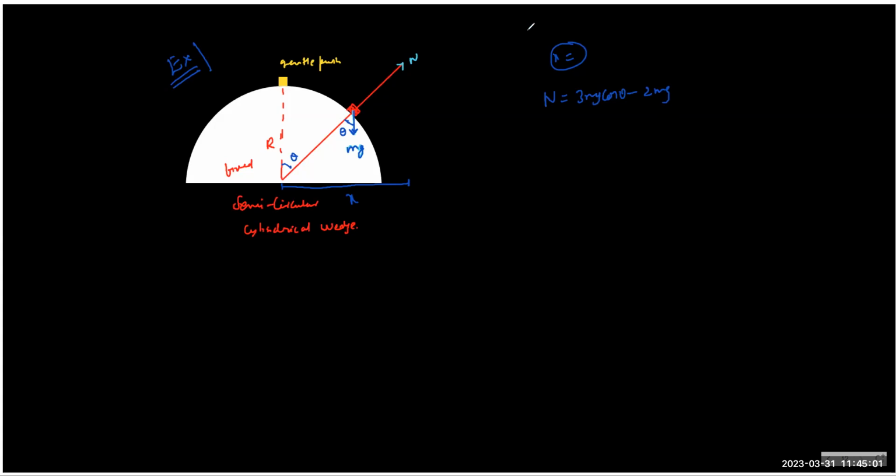No, actually, this one first. It should be the other way around. So what is the circular motion equation? What is the dynamics equation? mg cos theta minus N is mv square by r.